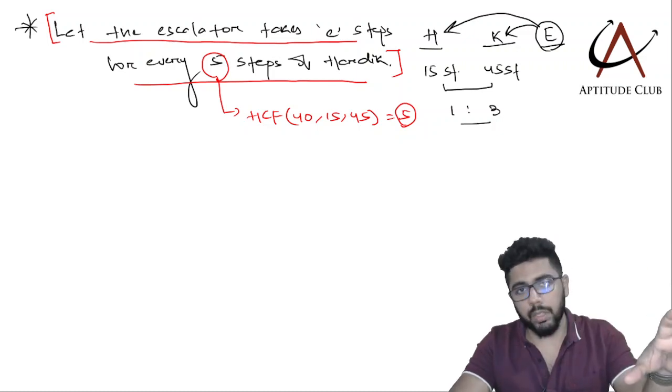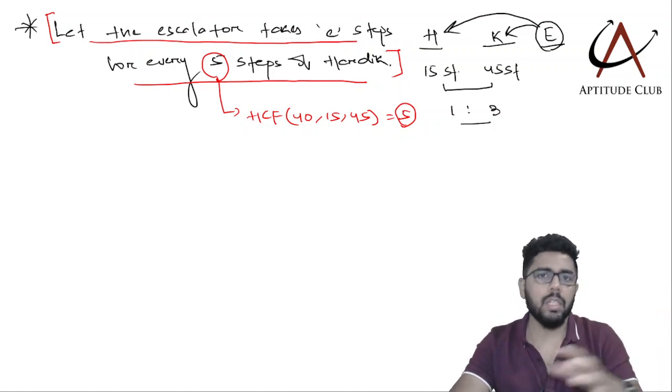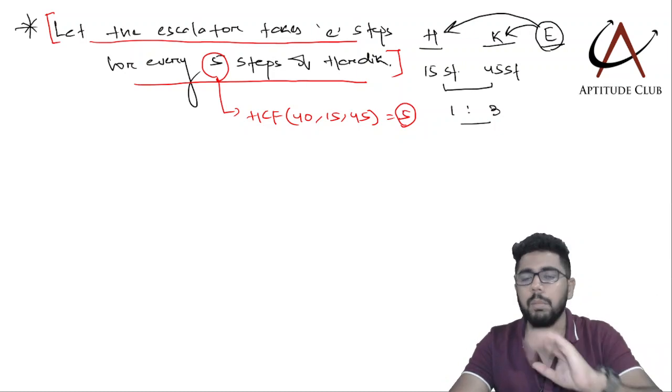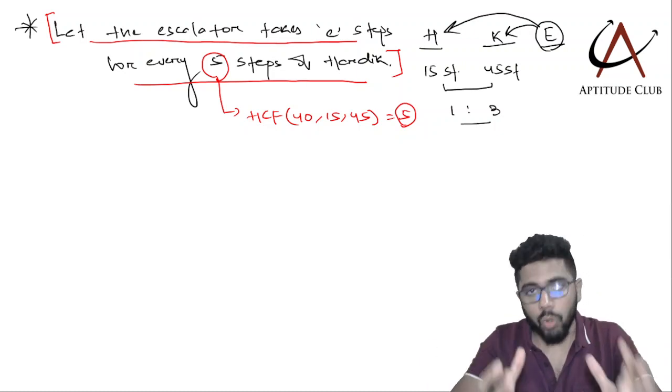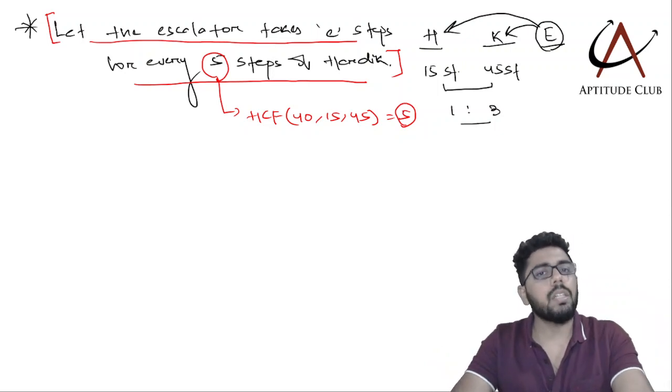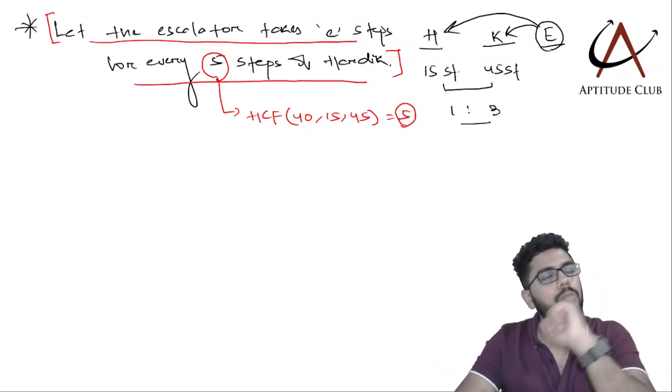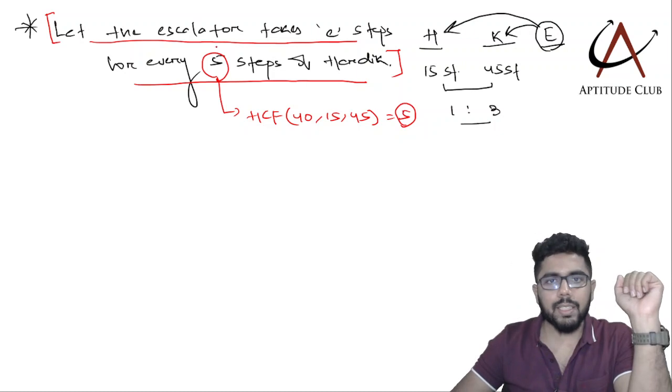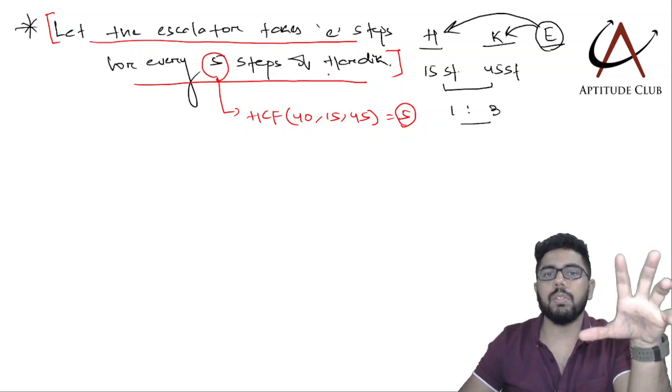Suppose time would have been given as 10 seconds. So with E steps per second, the total number of steps taken is speed into time, 10E. But because time is not given, if you assume that way, it can still be solved, but it will get a little complicated. If you assume it in this way, it will be very easy. So let the escalator take E steps for every 5 steps of Hardik.